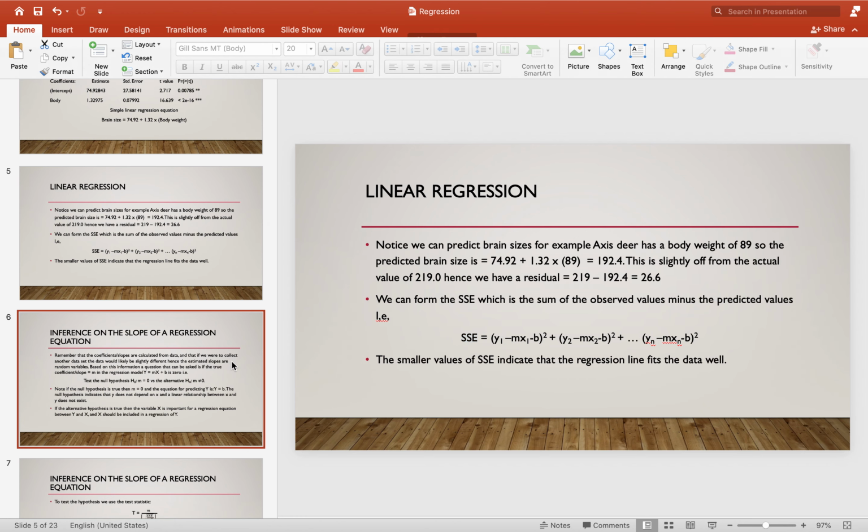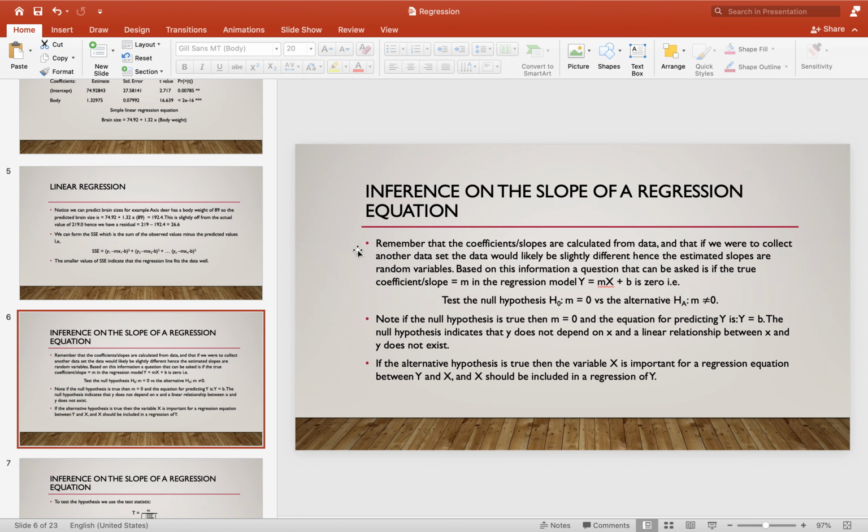Okay. So this slide relates to p-values. The coefficients and the slopes are calculated for the data, and that's different from a p-value. However, if we were to collect another set of data, we would get slightly different estimates. And that tells us that the slopes and estimates are random. Is it possible that due to this random error, the estimates could be 0? That's the question that we're trying to answer.